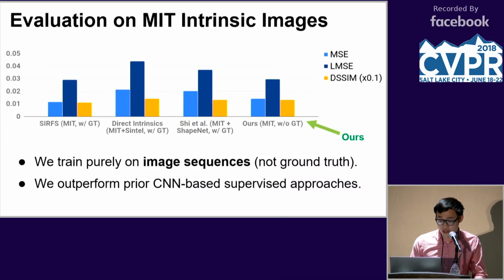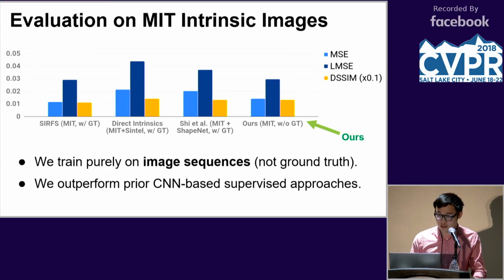We also evaluate our approach on the MIT intrinsic images dataset, where we train our network on the image sequence provided by the dataset without using ground truth. We show that the decomposition predicted by our model outperforms previous CNN-based supervised learning methods.